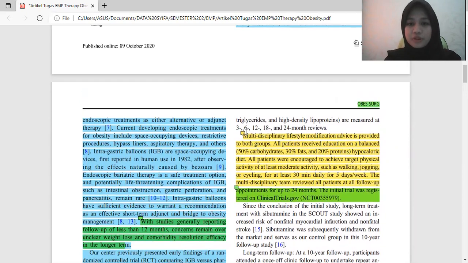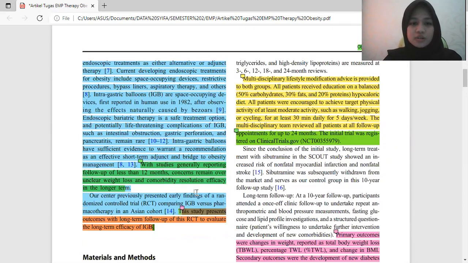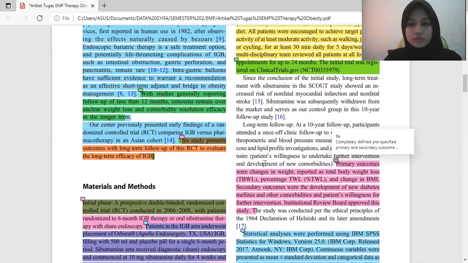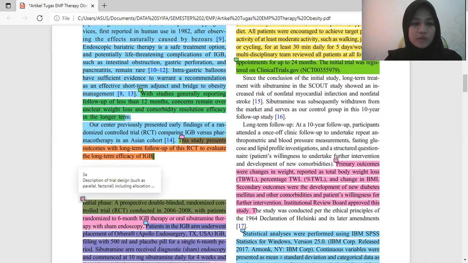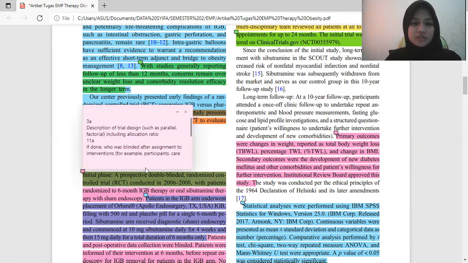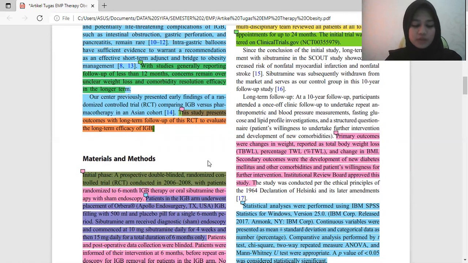Next is number 3A. We can see number 3A in materials and methods. For the first sentence, a prospective double-blinded randomized controlled trial, RCT, conducted in 2006 until 2008. So the number 3A is description of trial design such as parallel, factorial, including allocation ratio. So number 3A is available.